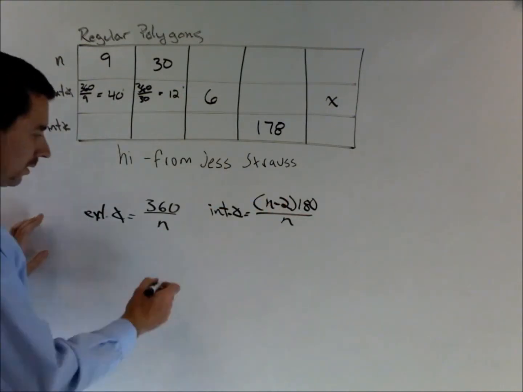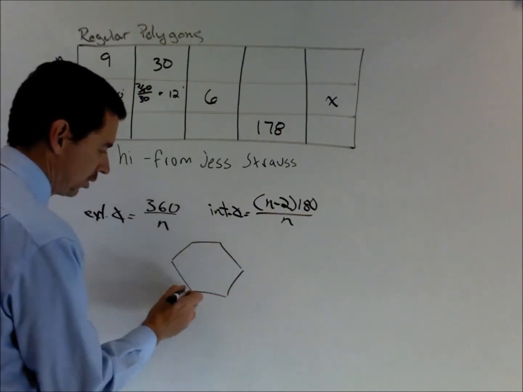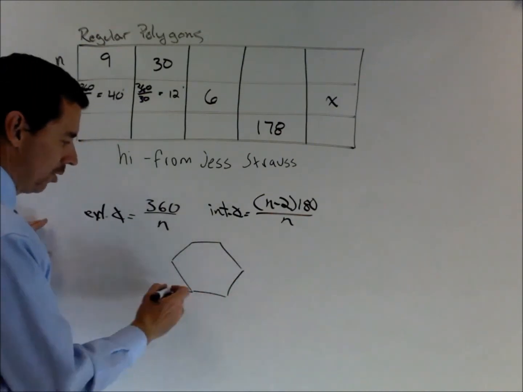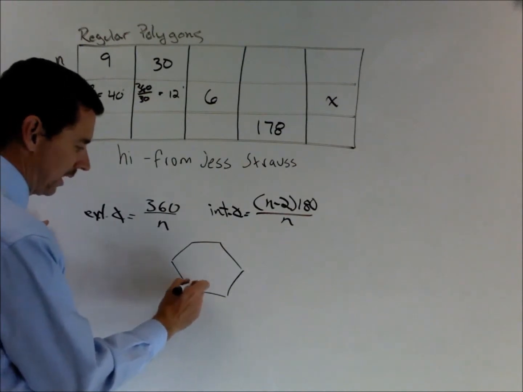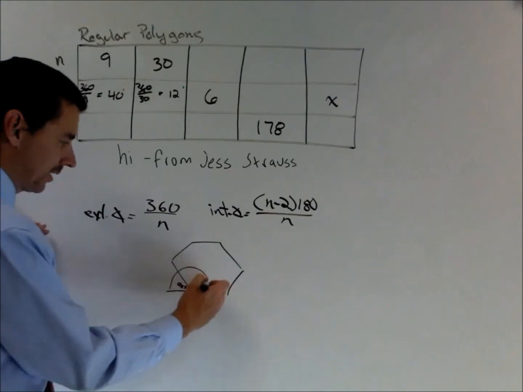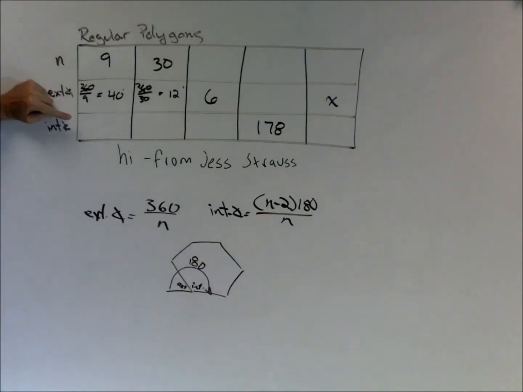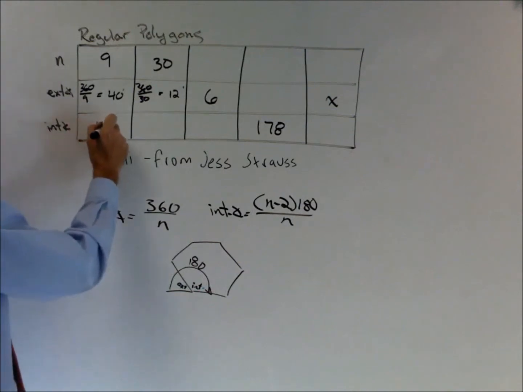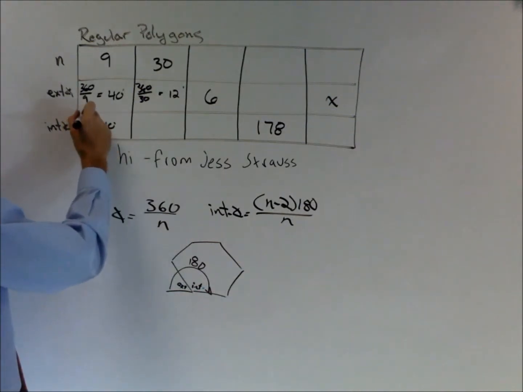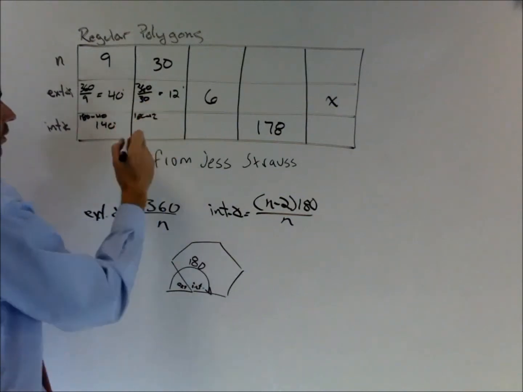If I zoom in, like if I had a regular hexagon, and I'm talking about an exterior angle, what's the relationship between this angle and its interior angle? Well, that's a straight line, a linear pair. They have to add up to 180. So what's 180 minus 40? 140 degrees. This one is going to be 180 minus 12. That's going to give us what?